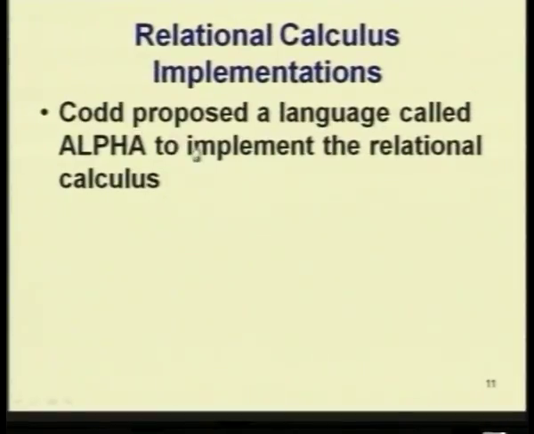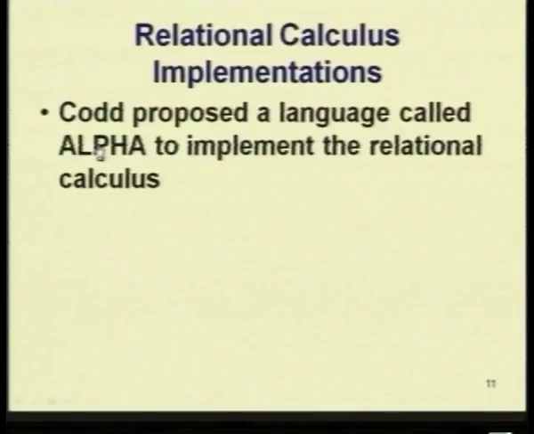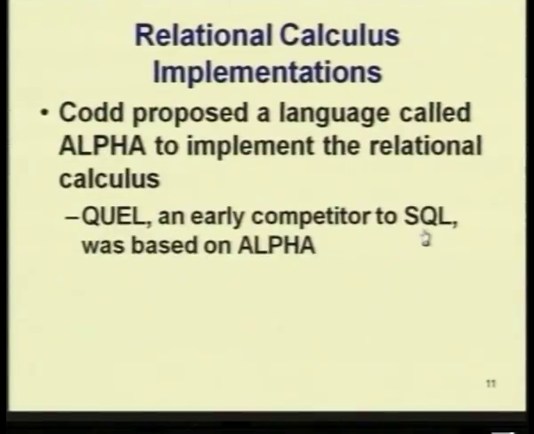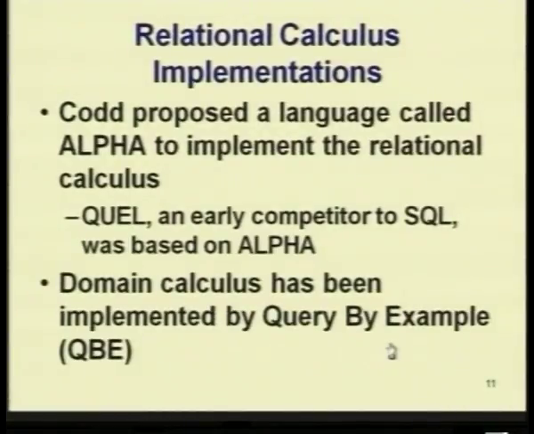So Codd proposed a language called Alpha to implement this relational calculus. Remember, Codd is considered the father of databases, and Quel, which is an early competitor to SQL, is based on this Alpha. So Quel is a query language, and domain calculus has been implemented by another query language called Query by Example, which you have already seen.